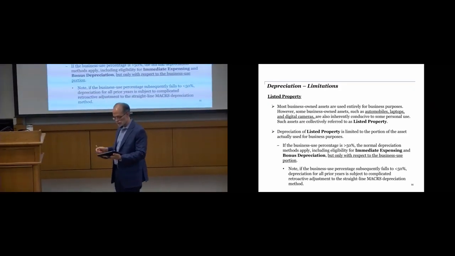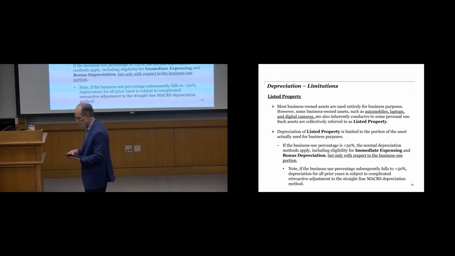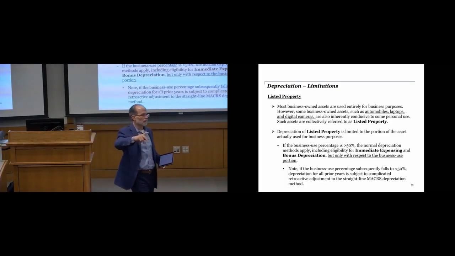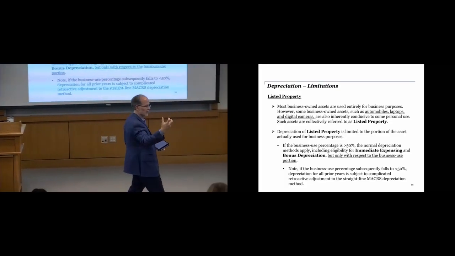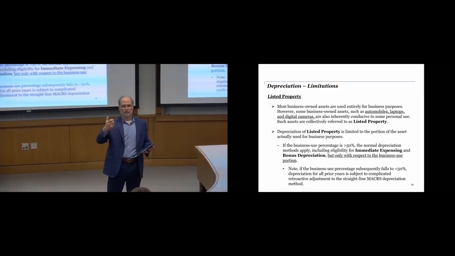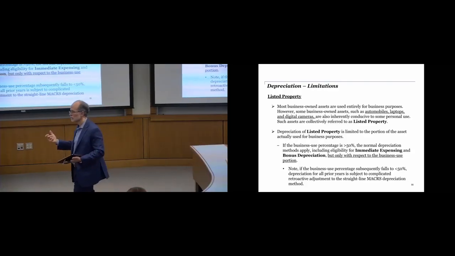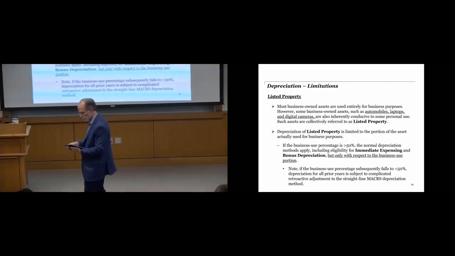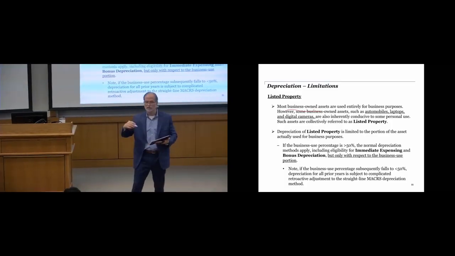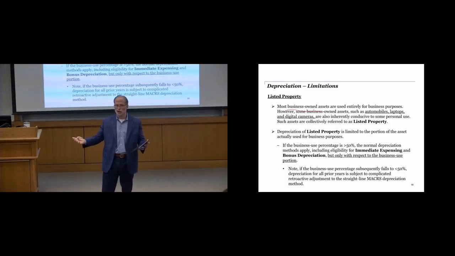The first one is listed property. Think of this as kind of dual-use property, like an item that has appeal for a business, but also has appeal to someone personally. Kind of a dual use, if you will. Most business-owned assets are used entirely for business purposes, like a piece of machinery in a factory, which is only used for that, right?